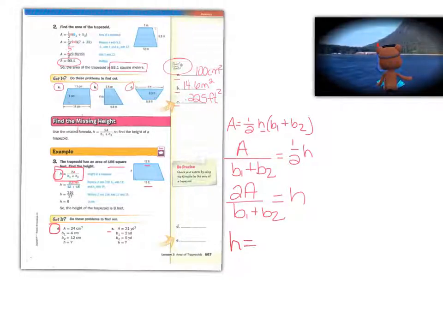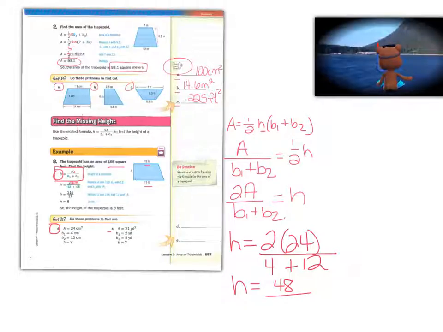So height equals 2 times the area, which is 24, divided by base 1 plus base 2. Base 1 is 4, base 2 is 12. Now let's solve. H equals 2 times 24, which is 48, divided by 4 plus 12, which is 16. That means that H equals 48 divided by 16, which is 3. So our height would be 3 centimeters.